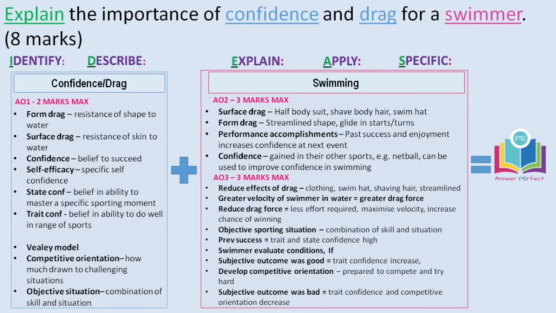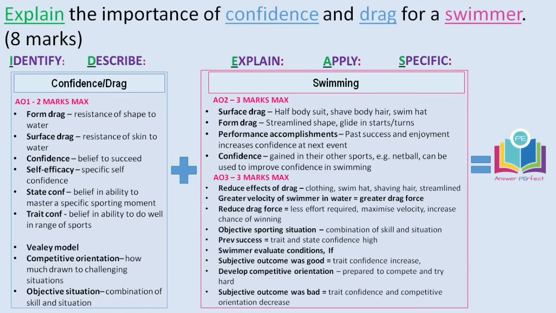So, a swimmer would need to reduce the effects of drag by their clothing. So that is the swimsuit that they wear. So a swimmer is going to prefer to wear a half-body swimsuit because that will reduce the effect of surface drag. If it's a female swimmer, they're going to need to wear a swimming hat to reduce the impact of the hair. They also will shave any remaining hair off the skin. They would need to make sure that they swim in a streamlined shape.